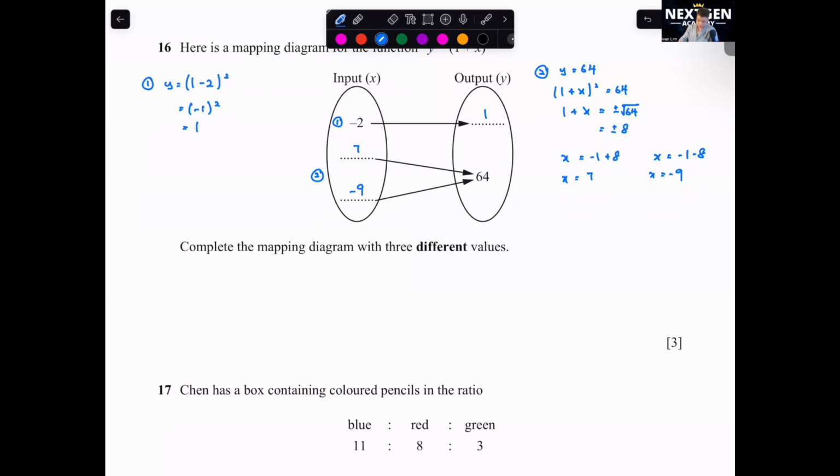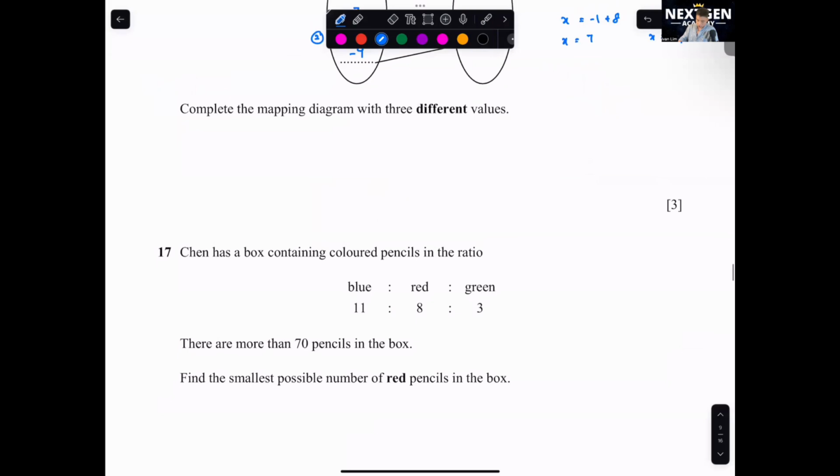Question 17. Okay, question 17 is an interesting one. Chen has a box containing colored pencils in the ratio blue, red, green. 11, 8, 3. There are more than 70 pencils in the box. Find the smallest number of red pencils in the box. How to do this question? They give us a ratio over here.